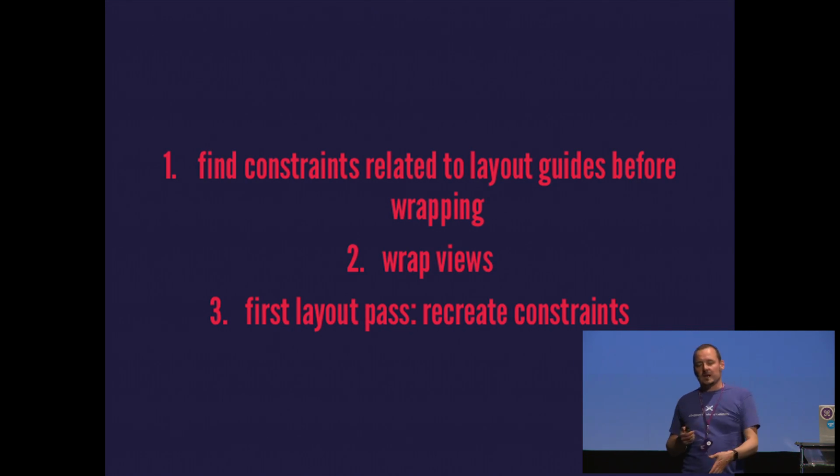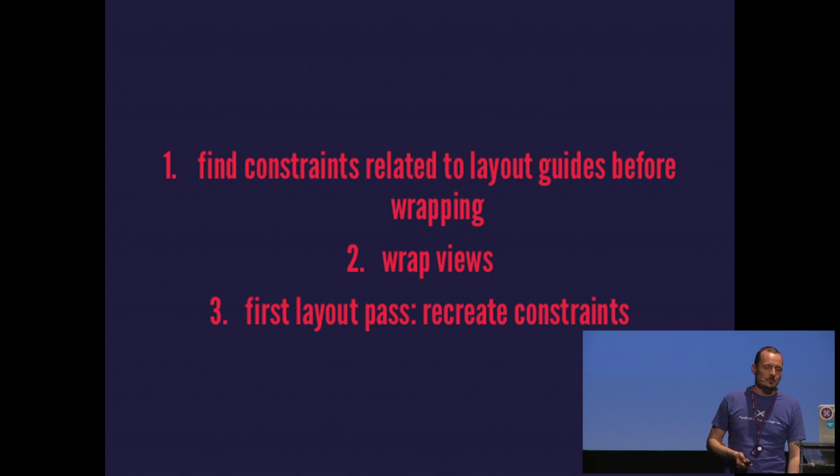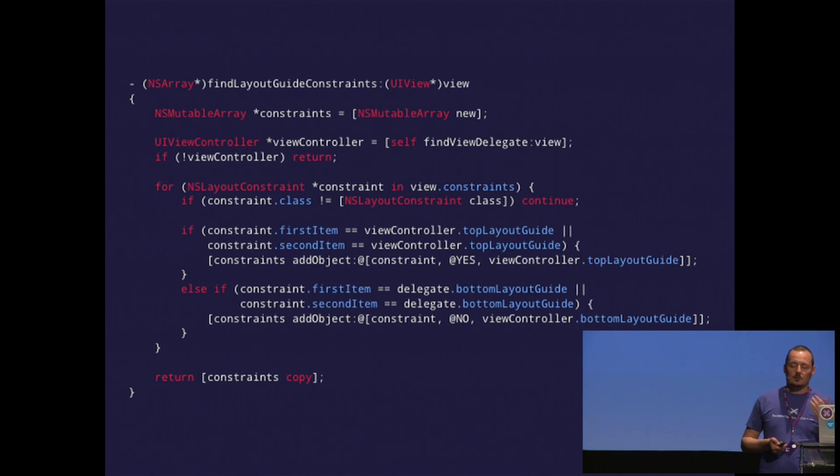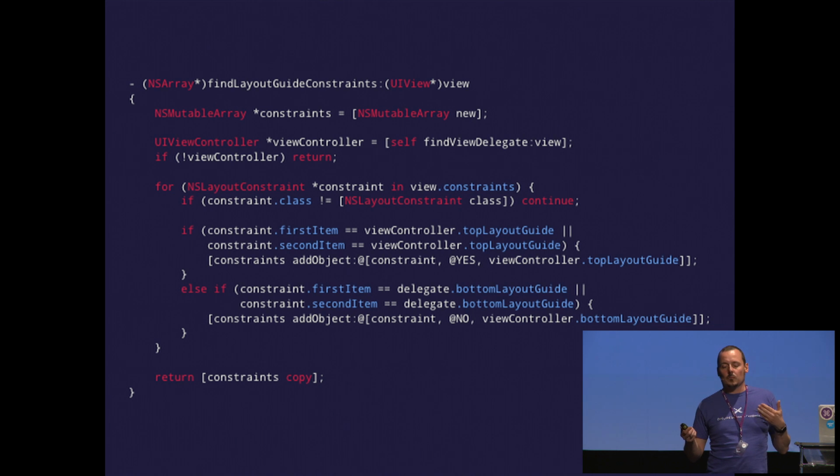Now, we can do a bit of magic to solve that. What we do is find the constraints related to the layout guides before wrapping them. Then we wrap the views. And then at the first layout pass in the status view, we just recreate the constraints. It's not that hard. So this is the code to find the layout guides. You can find it in the example I will show. But what it does is it finds the view controller attached to the view.